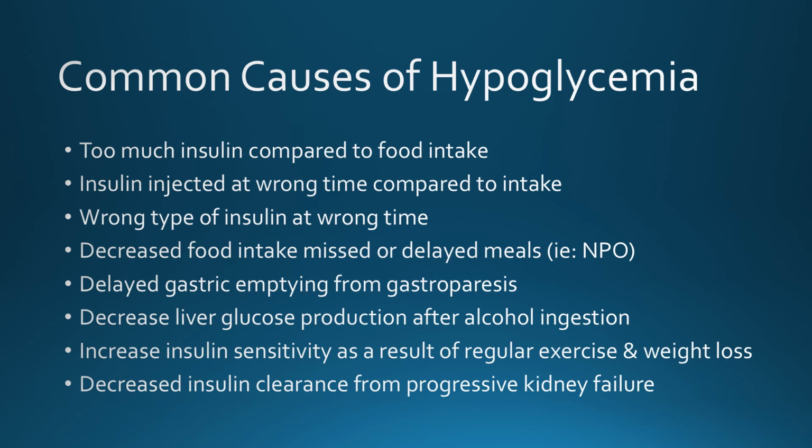Decreased liver glucose production after alcohol ingestion. Increased insulin sensitivity as a result of regular exercise and weight loss. And decreased insulin clearance from progressive kidney failure. So remember, the kidneys are responsible for filtering out insulin and breaking down insulin. So if we have issues with that, that insulin can actually build up in the body.